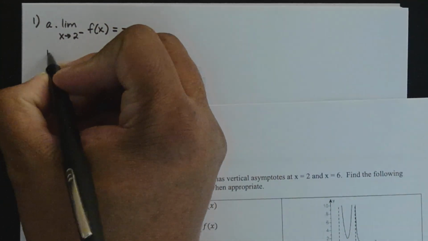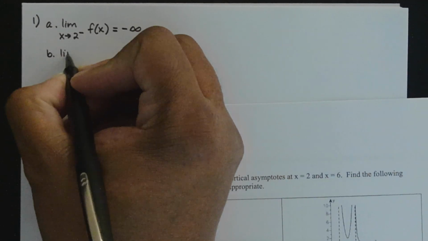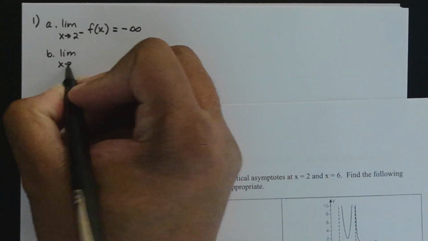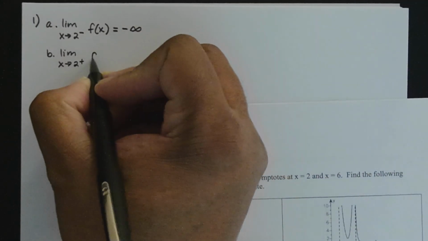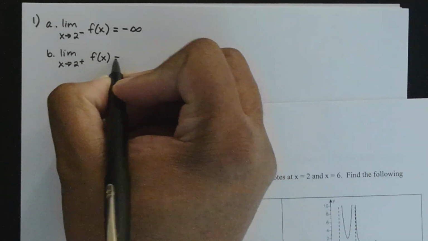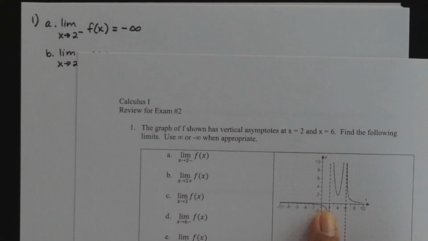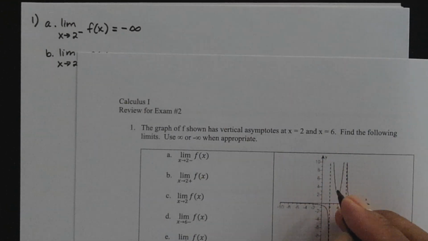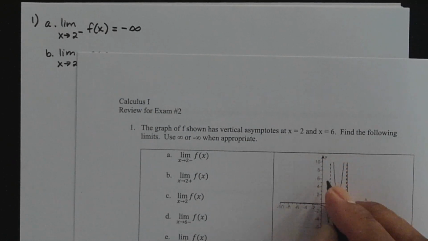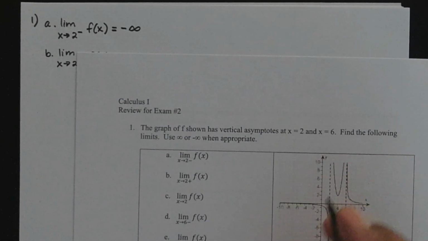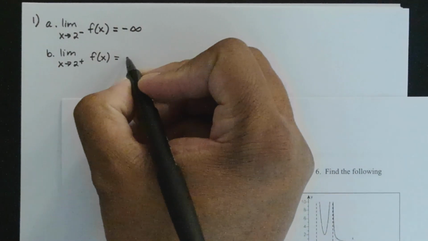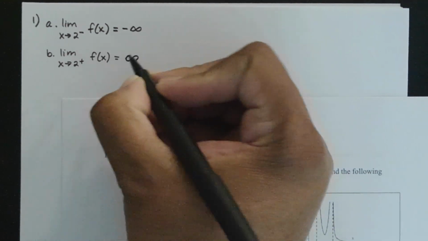Now part B says the limit as x approaches 2 from the right of the function f of x. So we look at this graph here. Here's 2, and if we come from the right of 2, this graph is going where? Positive infinity. Okay.